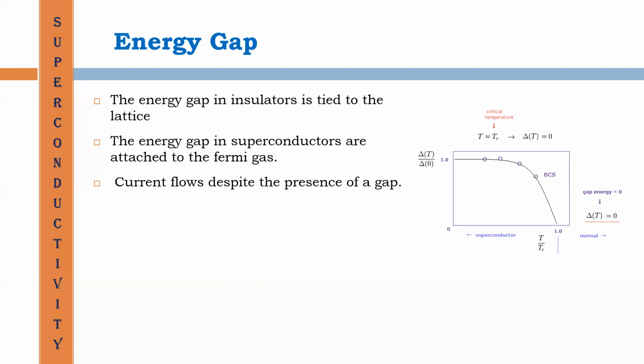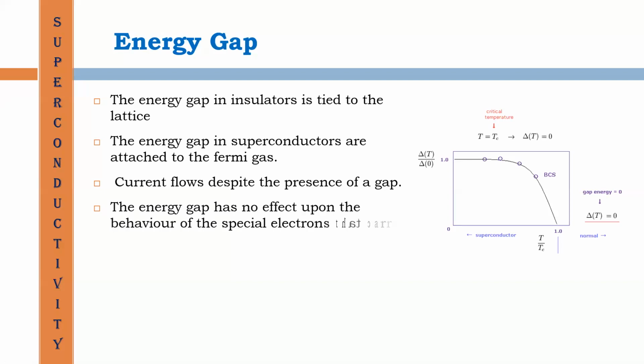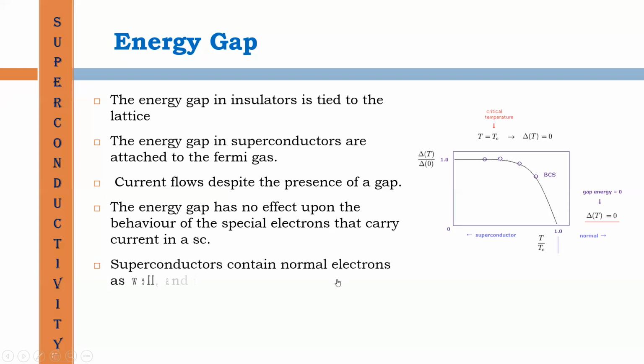But in the case of a superconductor, the current flow does not depend on the energy gap. Current flows despite the presence of a gap. The energy gap has no effect upon the behavior of the special electrons that carry current in a superconductor. A superconductor contains normal electrons as well, and it is those electrons that are affected by the gap.